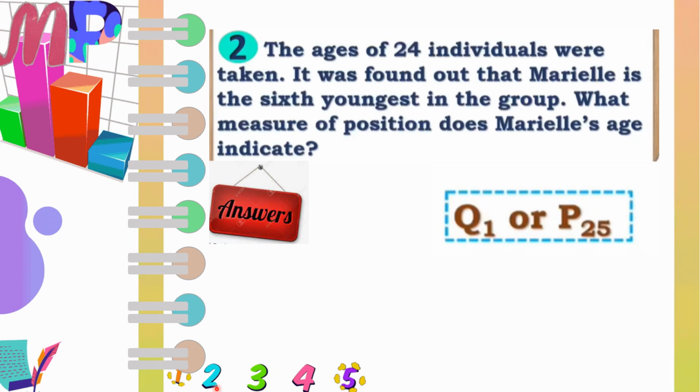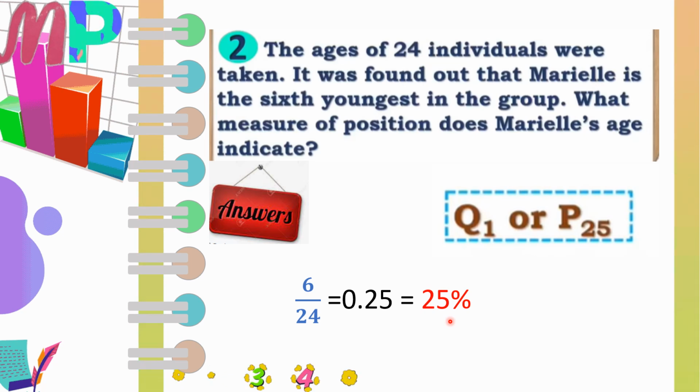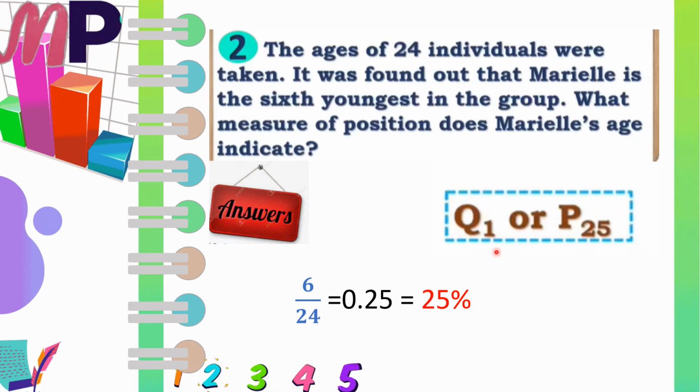So 6 divided by 24 is 0.25. Move the decimal point 2 places to the right, so we have 25%. So 25% of the distribution falls below Q sub 1 or P sub 25. This is the measure of position representing Mariel's age, who is the 6th youngest in the group.